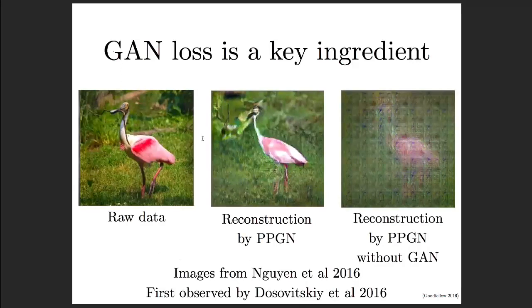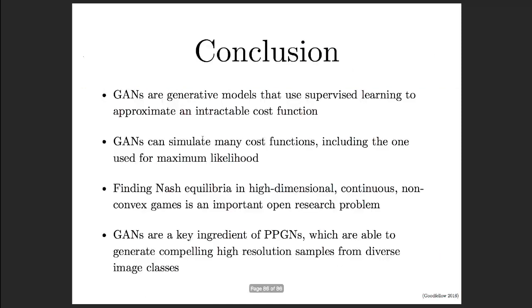If you look at the reconstructions of the denoising autoencoder, we begin on the left with the raw data. In the middle, we show the reconstructed image. And on the right, we show the reconstruction that you get if you train the model without the adversarial network loss. So adversarial learning has contributed a lot to the overall quality of this current state-of-the-art model.